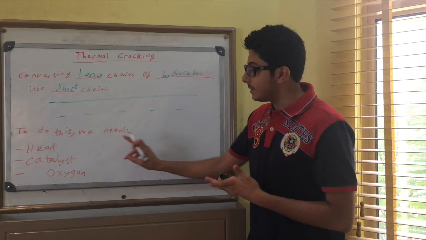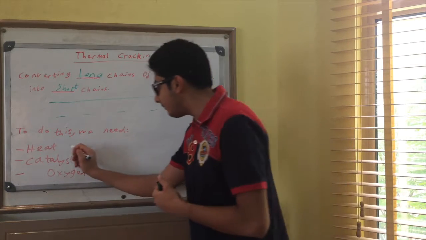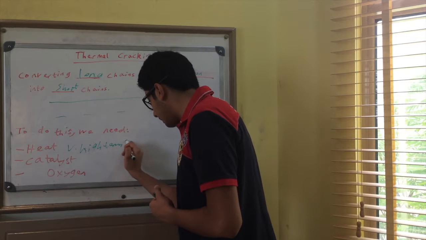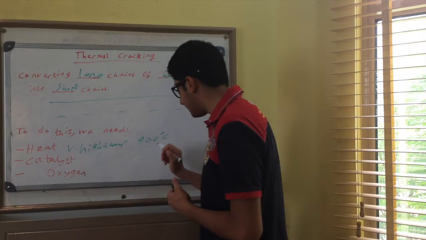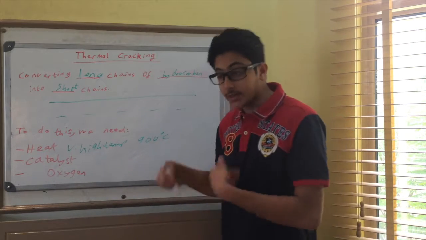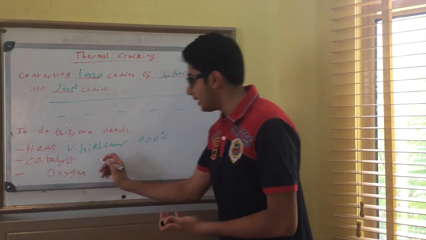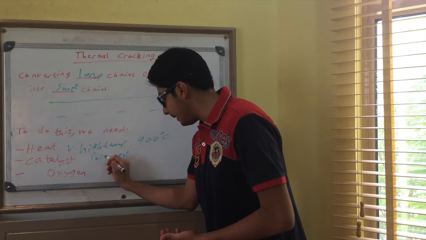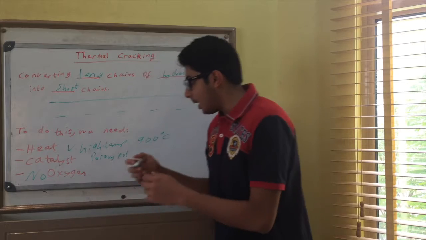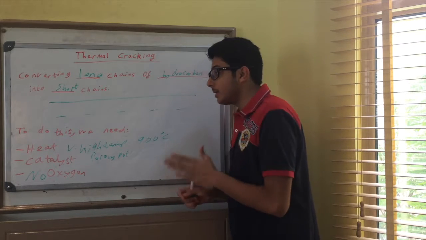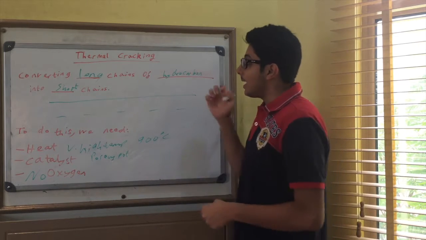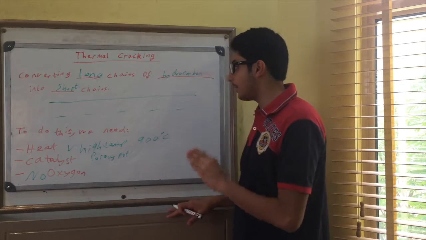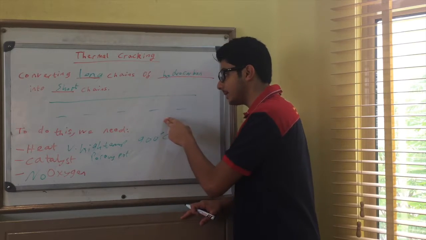To do this, we need heat, a very, very high temperature, say 900 degrees Celsius. And we need a catalyst. An example of a catalyst we can use for thermal cracking is porous pot. And we need no oxygen. This reaction cannot take place if there is oxygen present. So we have to have no oxygen. Oxygen must not be present in order to convert the long chains to short chains.